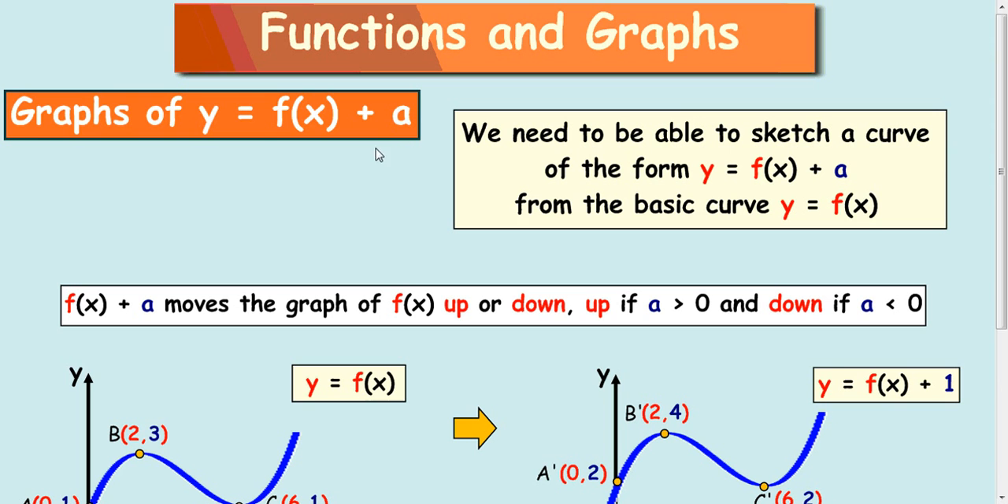The same idea, if you had y equals x squared, that would go through the origin, but if you had y equals x squared take away 3, the parabola would be moved down 3 places. And this works for any function. If you have an add or a subtract after it, it shifts the graph up and down.